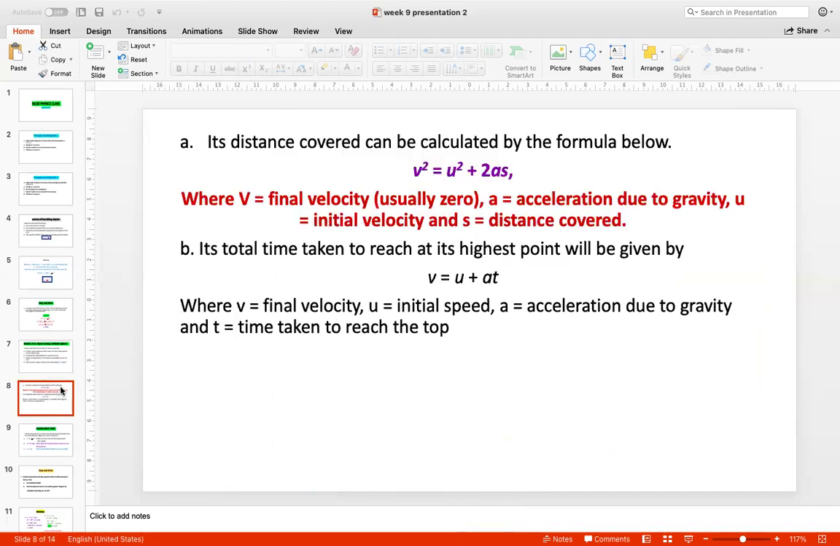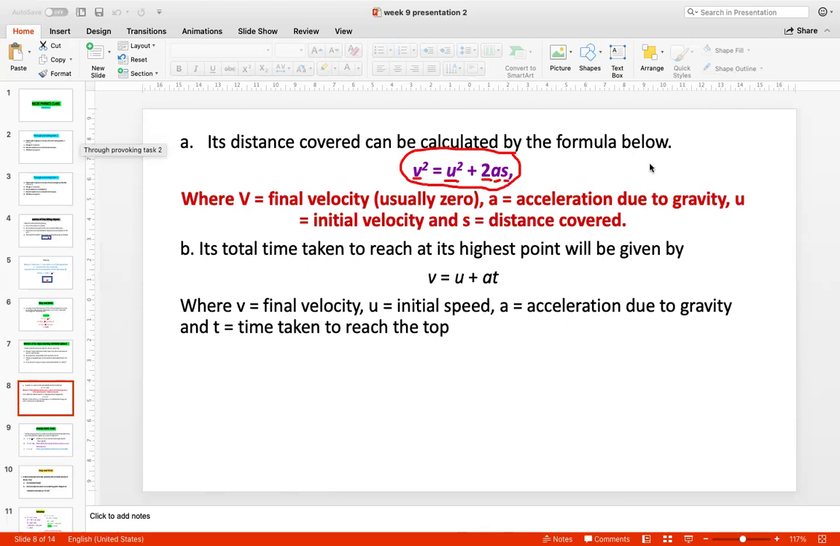Now, we are saying, how can we know the amount of initial velocity, the final velocity, how far it has gone, and all that? This is one of the formulae that we use, where V here is the final velocity up there, but we know that final is zero. This U is the initial velocity that the object is started with. 2 is just a number. A is the acceleration due to gravity, which is 10, and S is the distance.